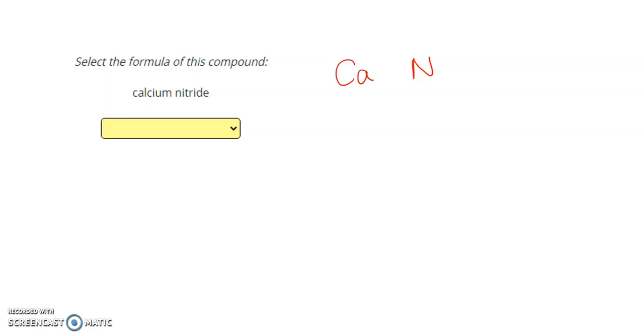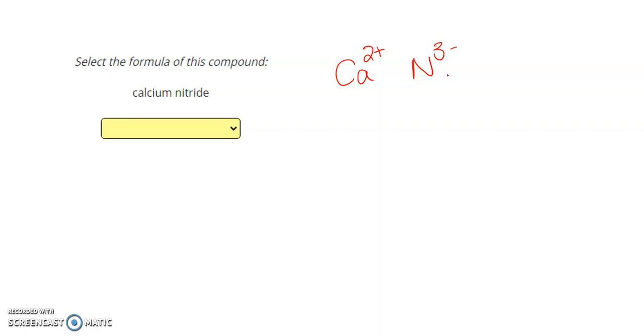To find the formula of an ionic compound, first we figure out the charges on the ions for these elements. Calcium is 2+. The nitride ion is 3- for their charges. So we have Ca2+ and N3-. Next, we'll take the charges.